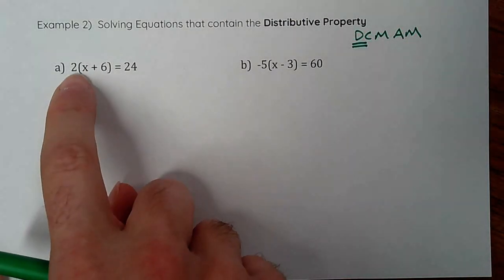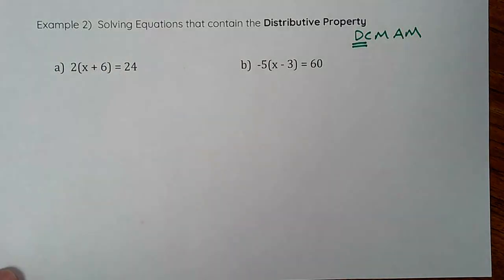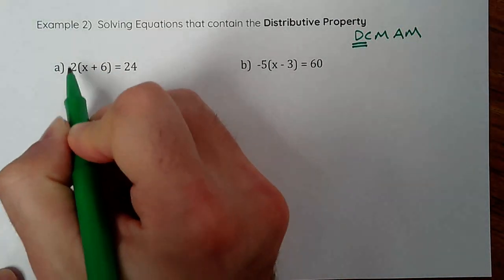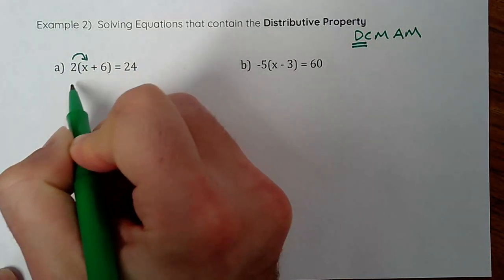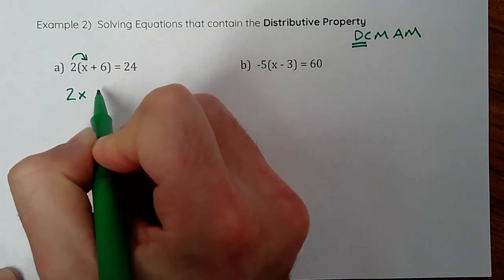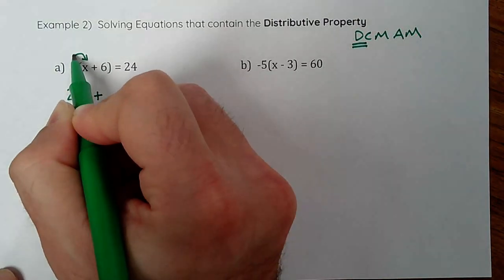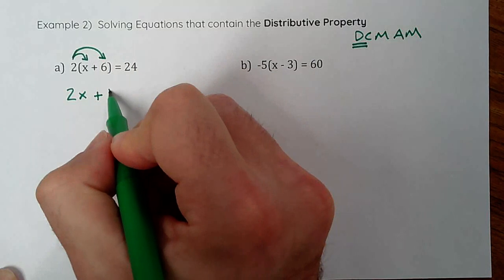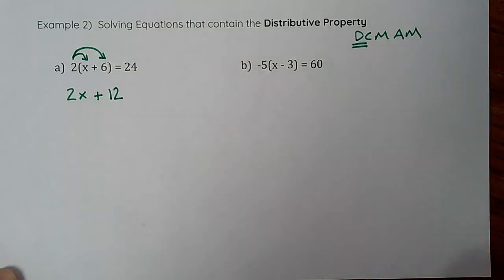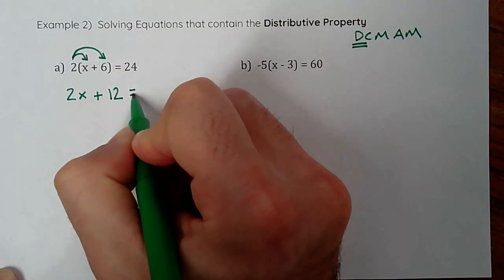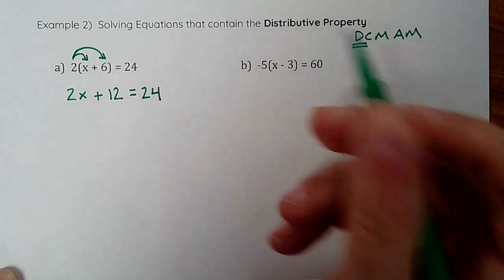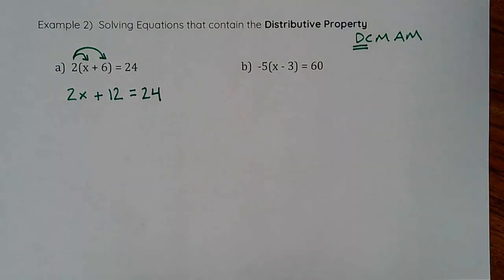Because I see this distributive property, that's what I want to handle first. So we're going to do 2 times x plus 2 times 6. 2 times 6 is 12. I'm going to bring down my equals 24. So all we've done here is we've eliminated our parentheses by distributing that 2.